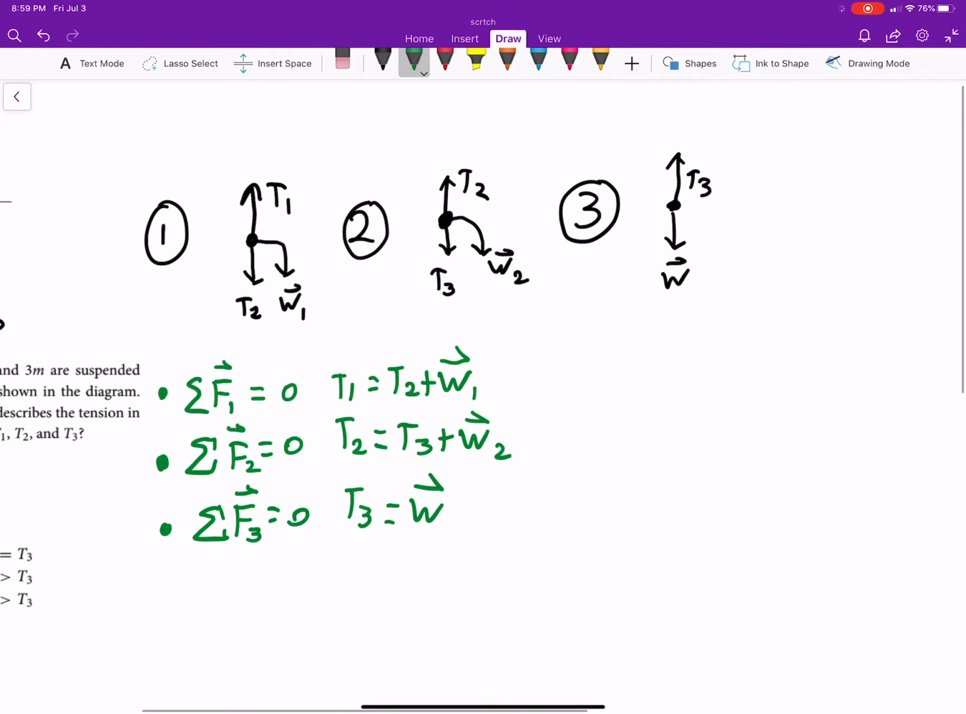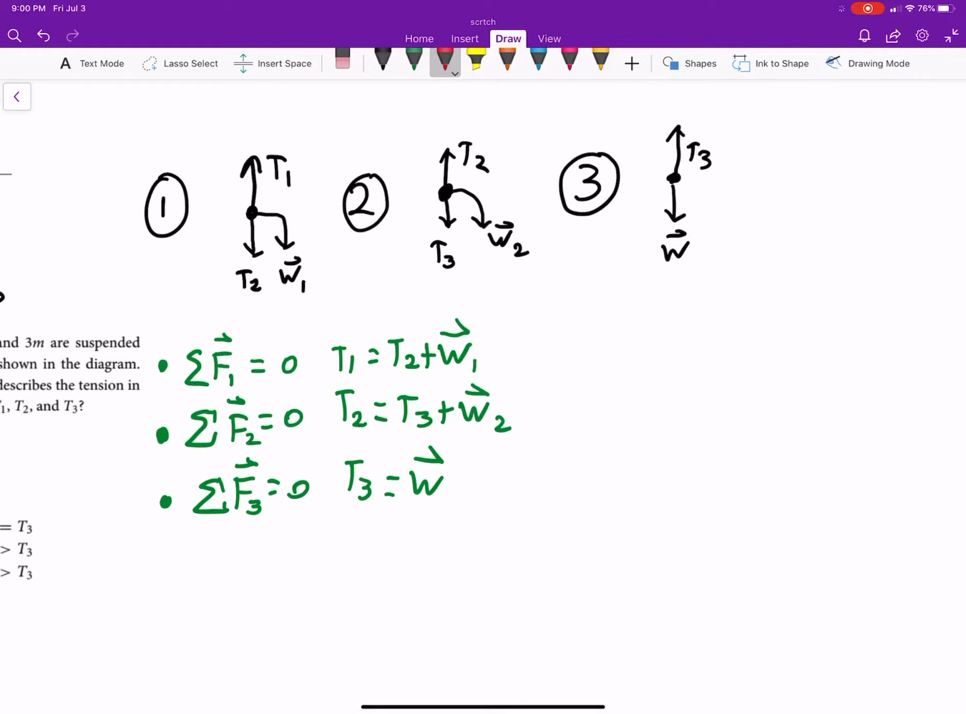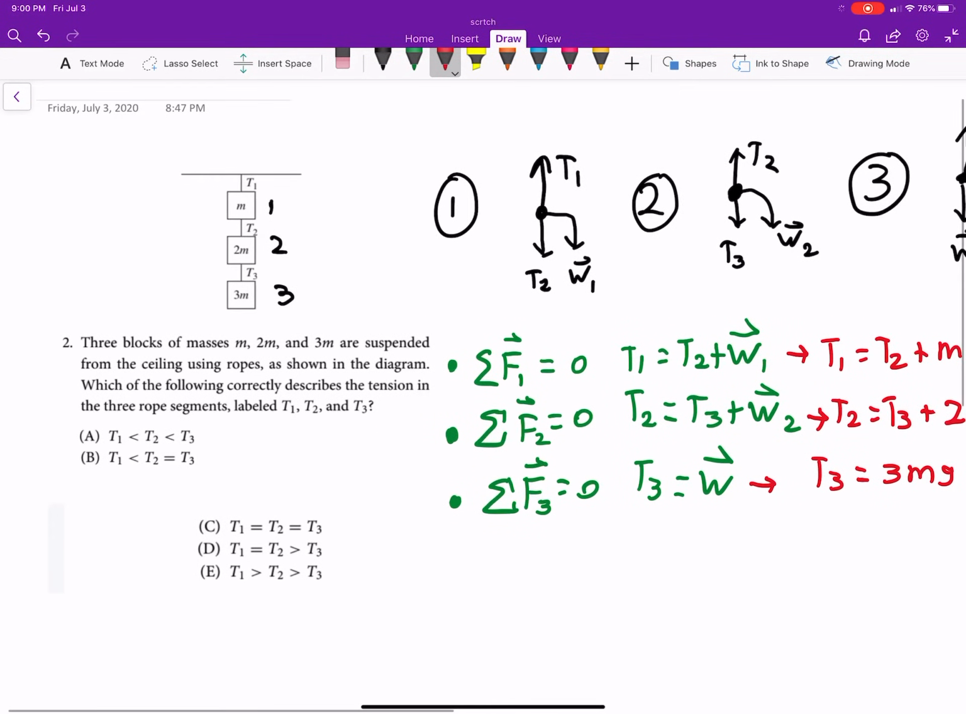Okay? So we can simplify this just a little bit more, because we know that the weight is just going to be the mass times gravity. So the first one is just mg. That's 2 plus 2mg is 3mg, because those were the masses that they gave us.